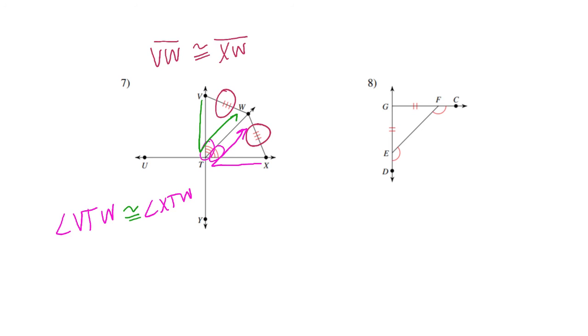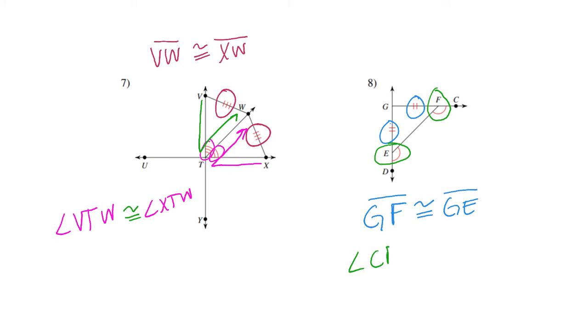All right, number 8. We have 2 sets of tick marks. So we can say that GF is congruent to GE. And then we have these swoops that we can also mark. So we can say that angle CFE is congruent to angle DEF. Yet again, you have to use 3 letters because if you say angle E, there's 2 places where it could be, so you have to be very specific with it.